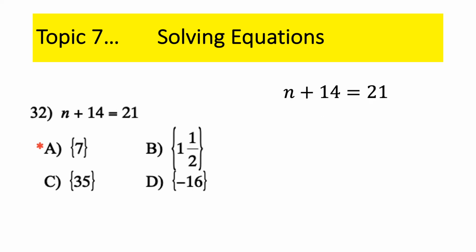How about this one? Where's the variable? Left side. What's attached to it? 14. How's it attached? By addition. How do we get rid of addition? Subtraction. Subtract 14 from both sides. n equals 7.